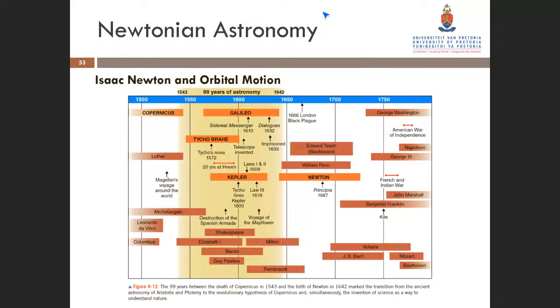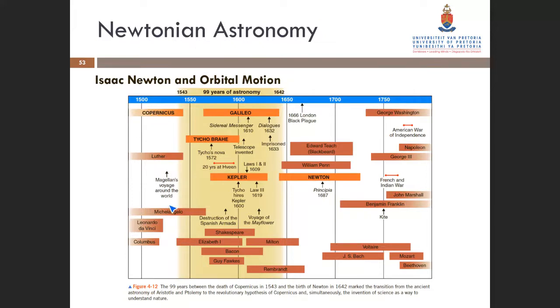So if we put this together on a time scale from where everything was developed, we can see the 99 years between the death of Copernicus in 1543 and the birth of Newton in 1642 marked the transition from the ancient astronomy of Aristotle and Ptolemy to the revolutionary hypothesis of Copernicus, and simultaneously the invention of science as a way to understand nature. So here we can see Copernicus.